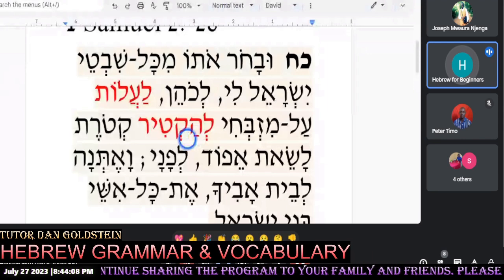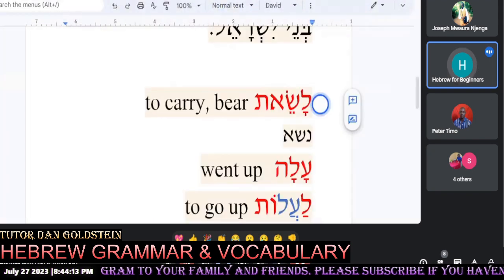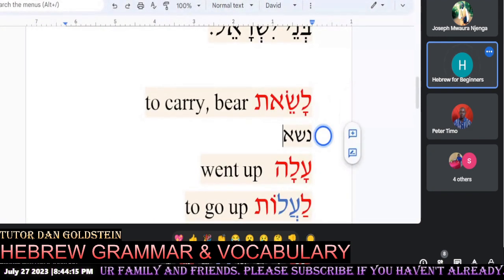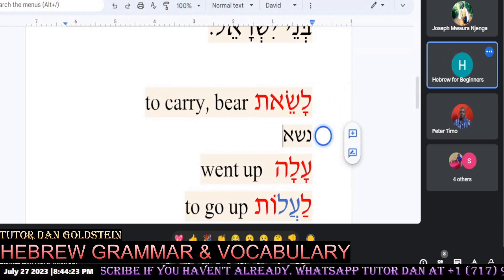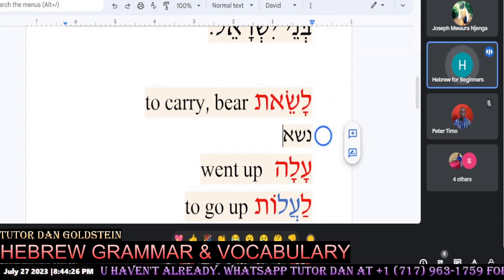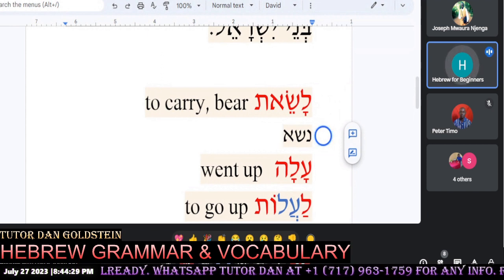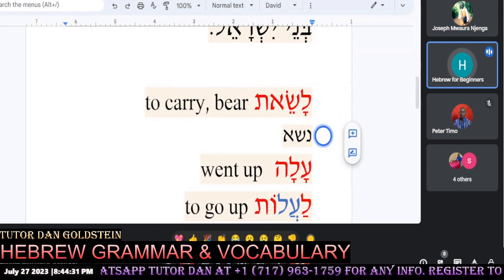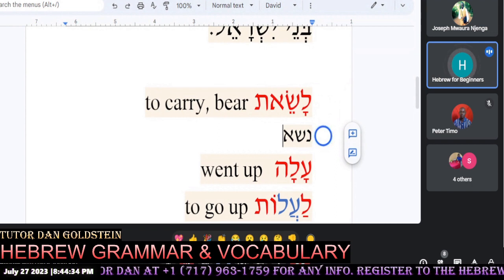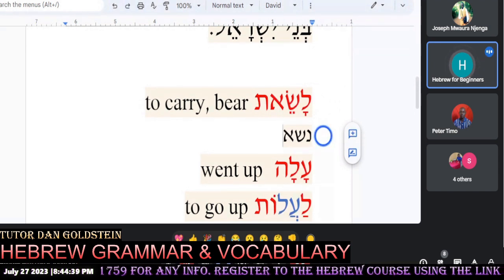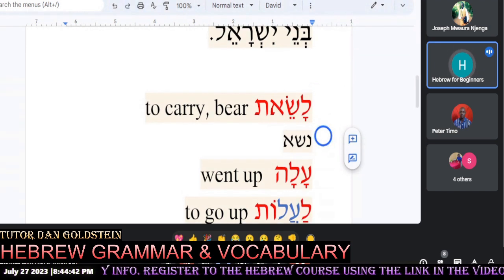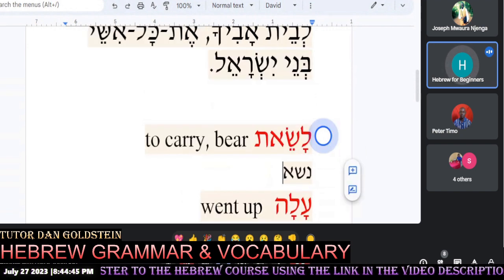Lasseit. Nice. Lasseit. So this is a form of the word nasa, which means to carry. It's the equivalent of, like in Kiswahili, a stem like kusoma, to read, which is like an infinitive. Lasseit is to carry or to bear. Nasa is carry, lasseit is to carry or to bear. Let's take a look at how it fits into a Hebrew sentence.